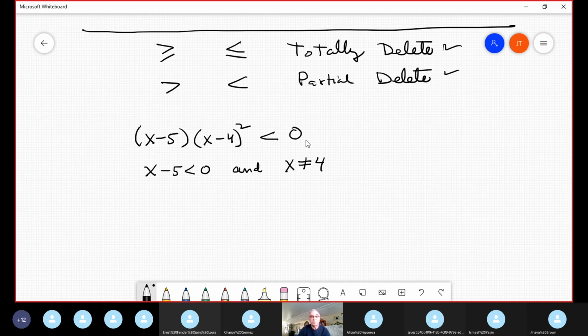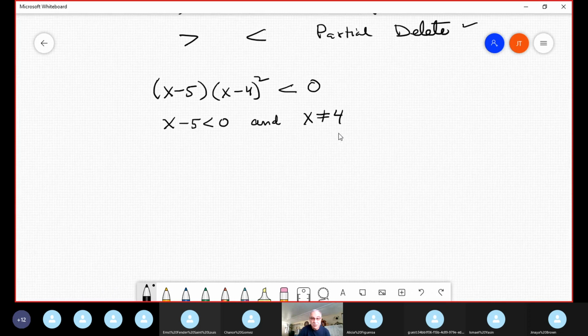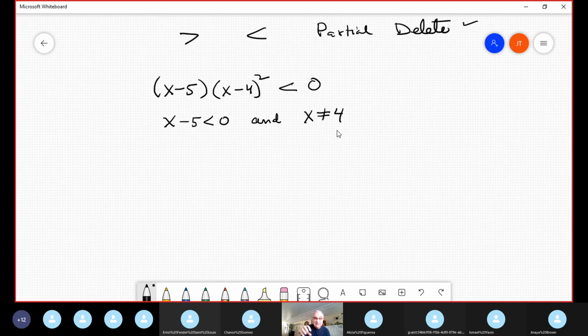Because I know at 4 we have problems. 4 minus 4 is 0, and 0 is not less than 0, it's a contradiction. I include this as what I call a restriction. That is the reason it's partial delete: you include a restriction when it's not equal. When it's equal, totally delete. So let's solve the compound inequality. I don't know if the hole lies inside the interval or not. So you solve this inequality first, x less than 5, and this stays the same.